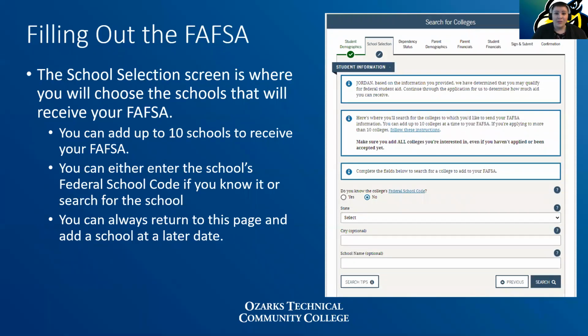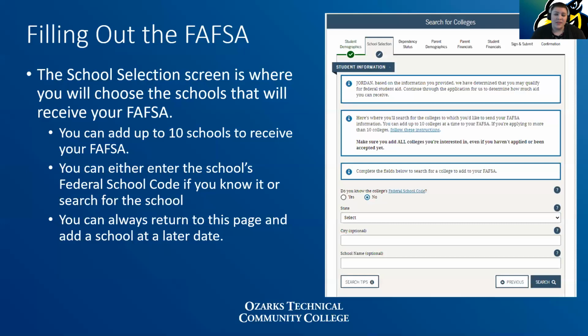As you work your way through the FAFSA, you'll eventually get to the school selection screen, which comes after student demographics. And this is where you'll choose the schools that will receive your FAFSA. You can add up to 10 schools at a time to receive your FAFSA. So for example, if you were deciding between OTC, Missouri State, Drury, you could add all 3 schools on there to receive your FAFSA so that they can package a financial aid award for you, and you can know what you could receive when you go to that school.